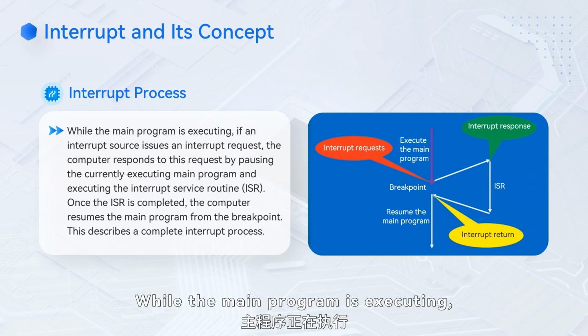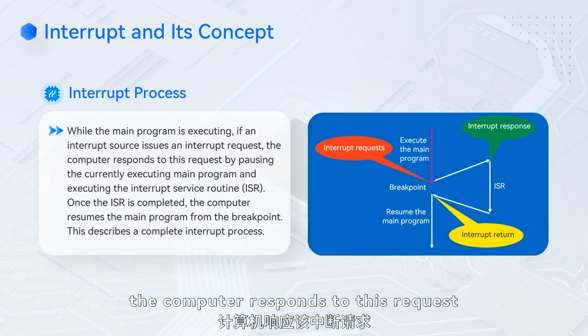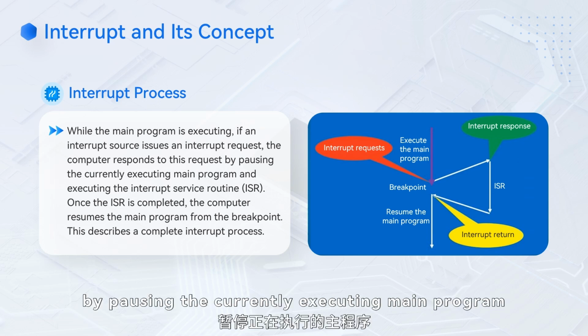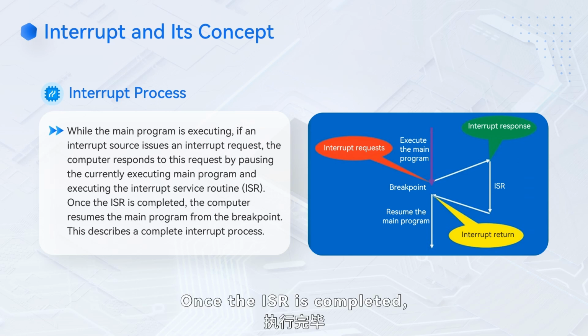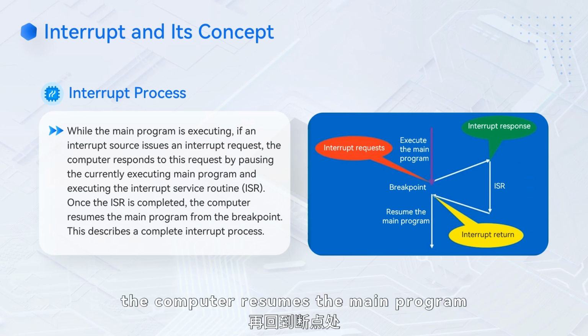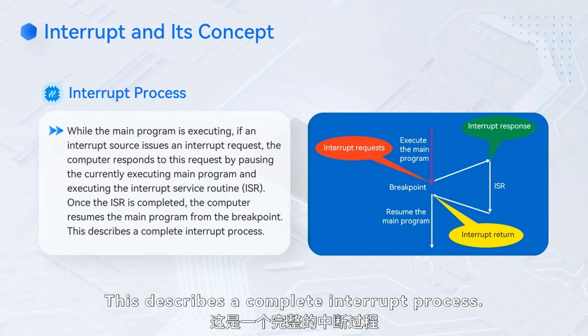While the main program is executing, if an interrupt source issues an interrupt request, the computer responds to this request by pausing the currently executing main program and executing the interrupt service routine, ISR. Once the ISR is completed, the computer resumes the main program from the breakpoint. This describes a complete interrupt process.